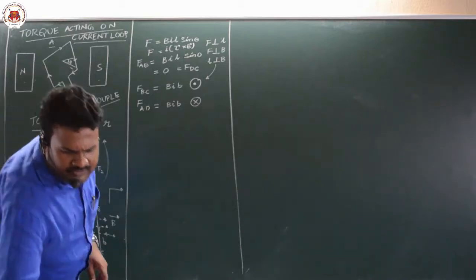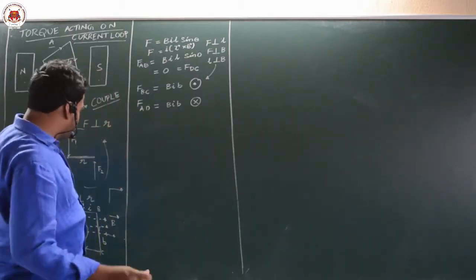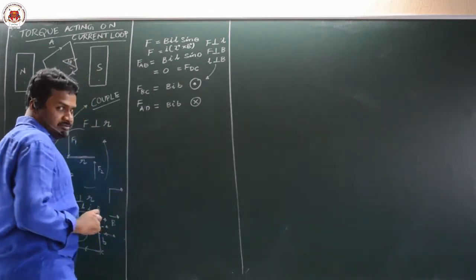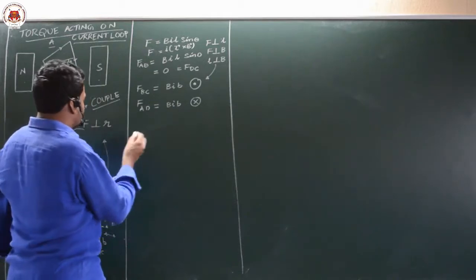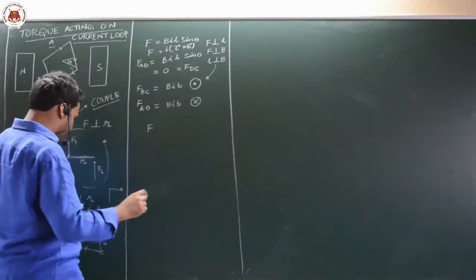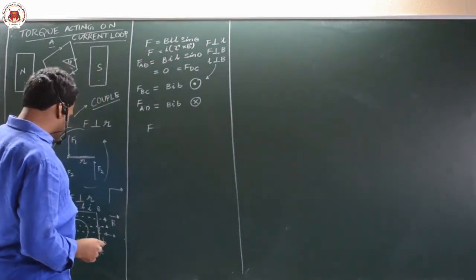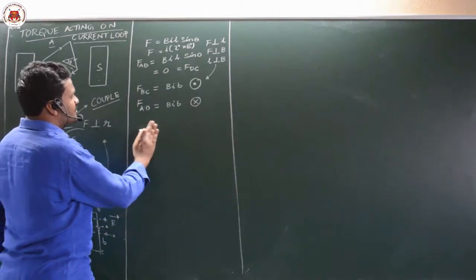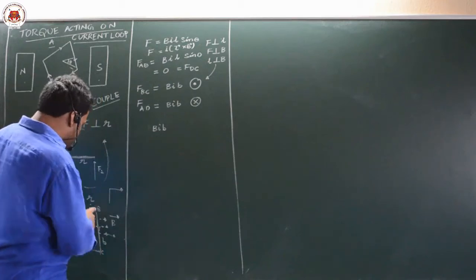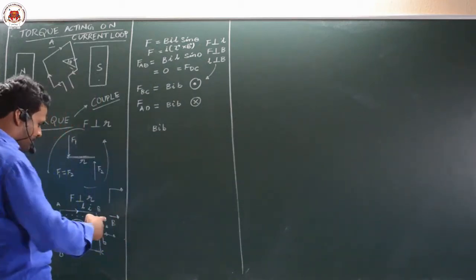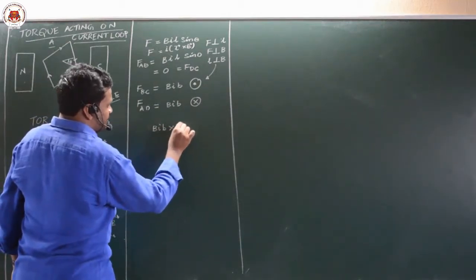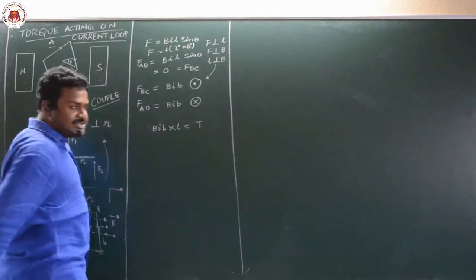What is the formula for couple? In your textbook, they calculated total torque. Directly if we use the formula of couple, we will get one of the forces into the perpendicular distance between them. What is the force? BIL is the force. What is the distance between the two forces? You can observe here, one is coming out, the other one is going inside. What is the distance between them? B. This is equal to torque, or sometimes it is called couple.